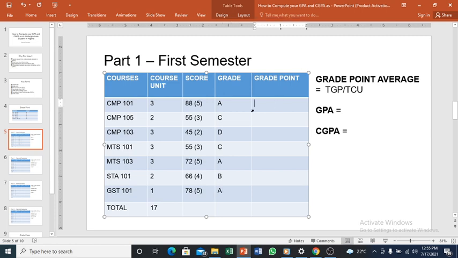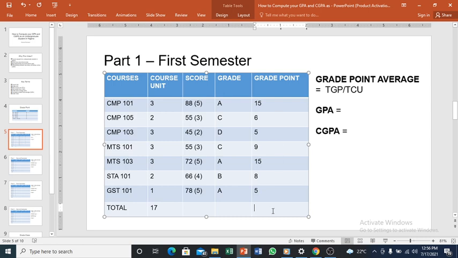Now, the grade point will be, we multiply the course units by the grade point. So we have multiplied the course units by the points of the score that the student has. So what do we have? We have 3 times 5, which is 15, 2 times 3, which is 6, 3 times 2, which is 6, 3 times 3, which is 9, 3 times 5, which is 15, 2 times 4, which is 8, 1 times 5, which is 5.